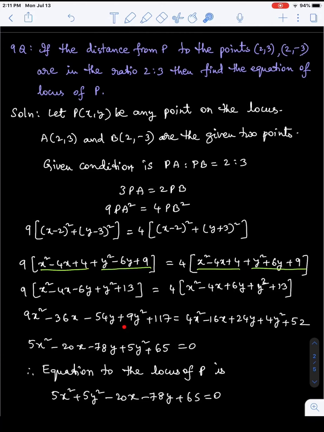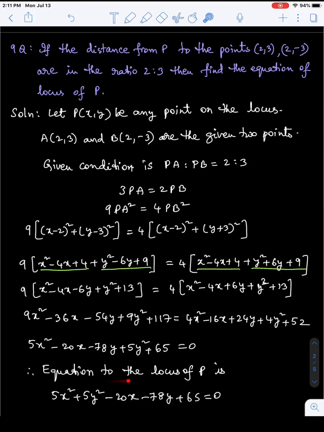And 24y when you take to this side will become minus 24y. You should add them. You get this. 4y square when you take to this side will become minus 4y square. After subtraction we get it. And 52 when you take this side will become minus 52. After subtraction we get 65. In RHS you put 0.